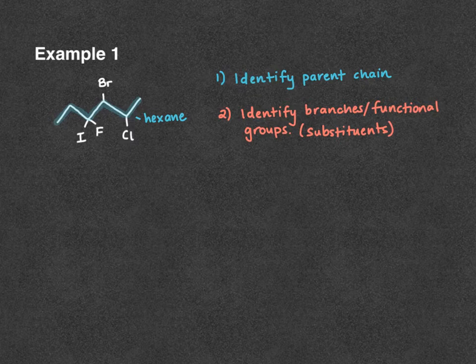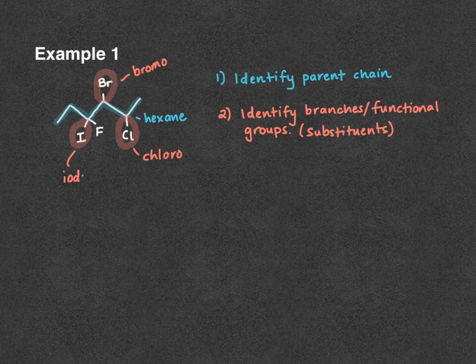And so we have here a bromo. So we're going to change the ending of the halogen name to just an O. We have chloro, iodo, and fluoro.